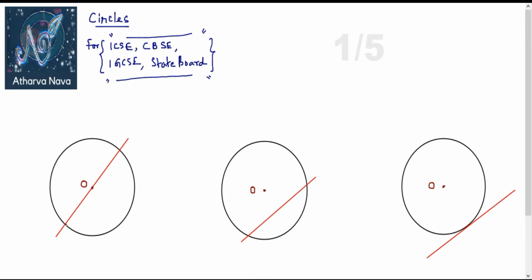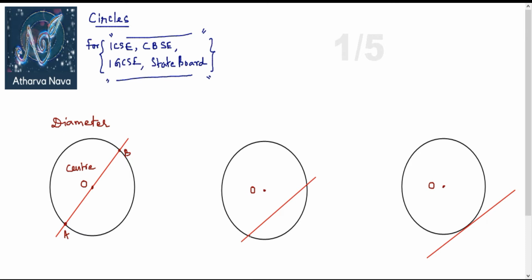Now the first one: you can see there is a line which is touching the circle at 2 different points, say A and B, and passing through its center O. Then you call this line a diameter.